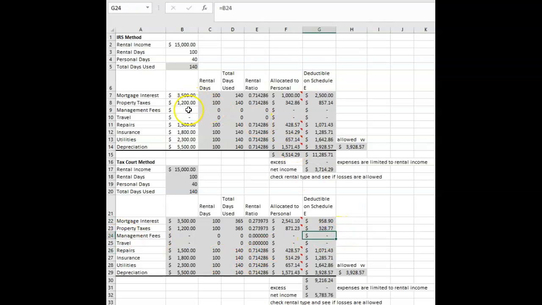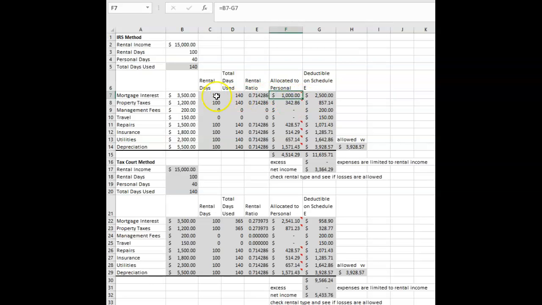No formula involved. So if I type in $200 here, it's just going to put $200 there. If I type in $150 here, it's going to put $150 there, and you notice that it did the same thing down here as I entered it up here. All of that goes towards the deductible on Schedule E. None of it is a personal expense, because you wouldn't have a personal expense allocated for management fees on the personal side of the property, on your personal use. So that makes sense to me.